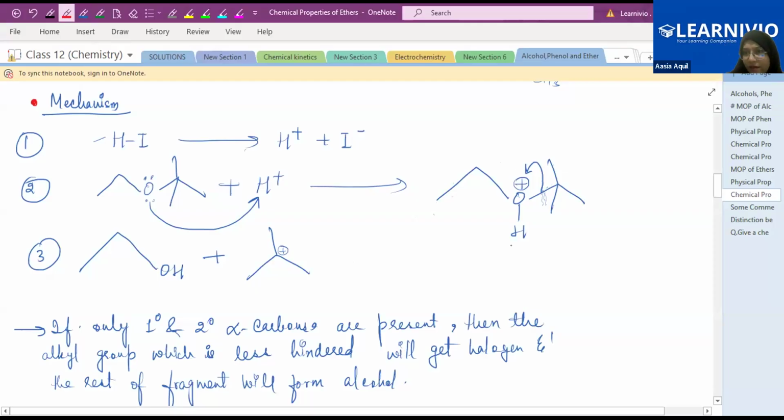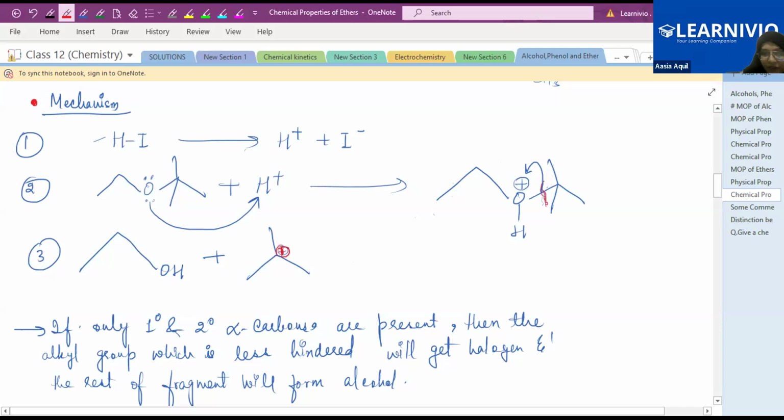Now, this bond is quite unstable, right? And this oxygen has a positive charge. So this bond will shift over here, and from here this bond will break. So you will get 1, 2, 3, 4 carbons. This is a tertiary carbocation, and on this carbon there will be a positive charge, so it will form a carbocation.